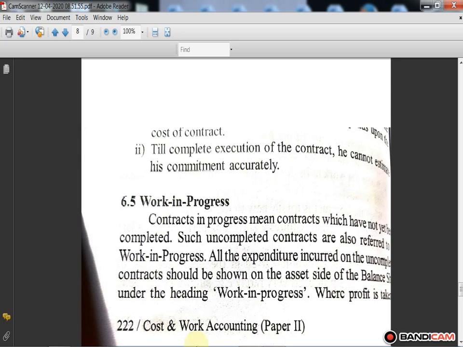So these are the theoretical parts of contract costing, which are necessary and related to your examination. Read this information again and solve the MCQs, or make the MCQs with the help of this theory, and be prepared for your examination.